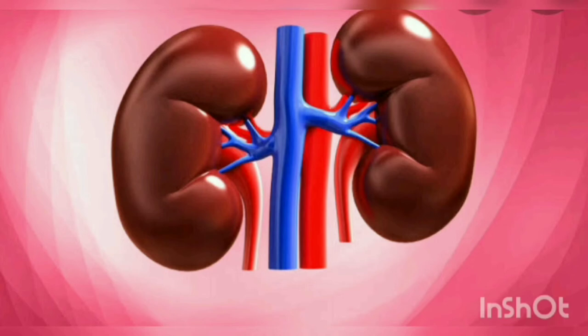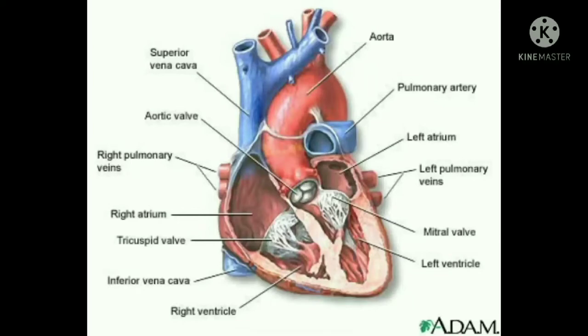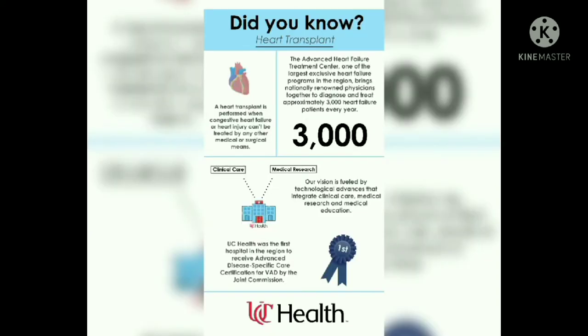water to make urine. Today, my topic is the human heart. Introduction of the heart: a muscular, pear-shaped organ slightly larger than a clenched fist. The human heart is the center of the circulatory system.